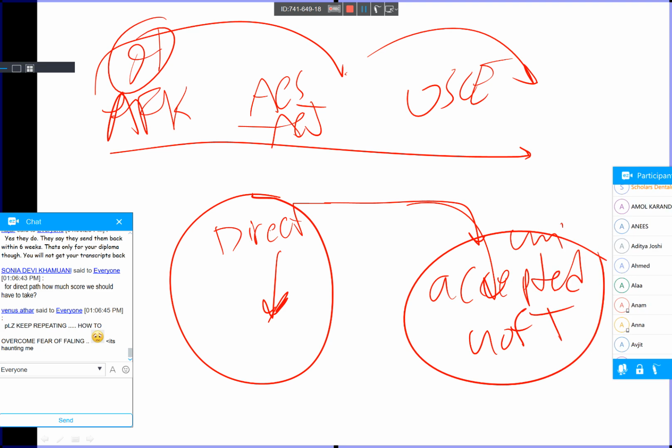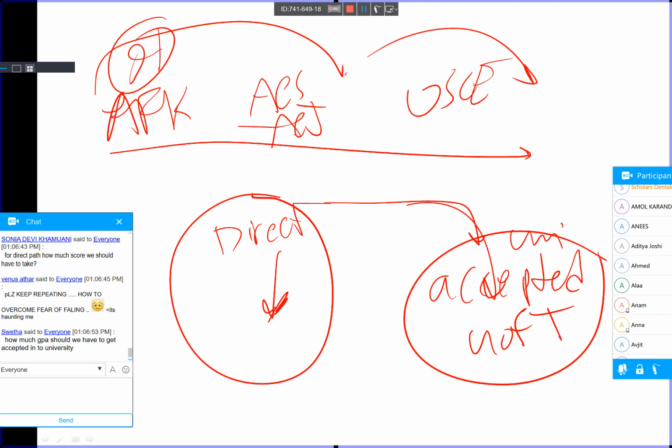For direct path, how much score do we need? It doesn't matter. For the direct path, you don't have to have a high score. You just need to pass, which is 75%. And I'm going to talk about that in the AFK part.